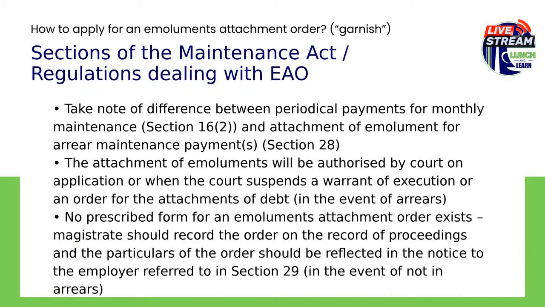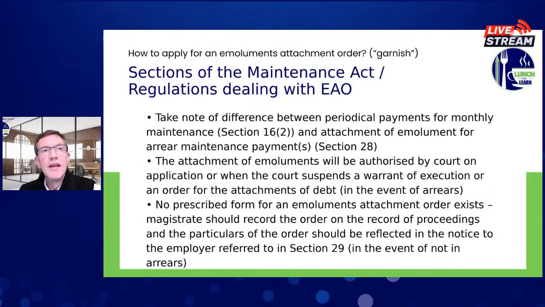So as a point of departure, it's important to note that there is a difference between the periodical payments, the monthly payments of maintenance that is made an order of court in terms of Section 16.2, and the attachment of emoluments by way of application to court for arrear maintenance. So you've got the two sections. You've got the one where it is an order for the monthly payment of maintenance, where you want a garnish order, and you would have one for arrears. So those two need to be distinguished quite a lot.